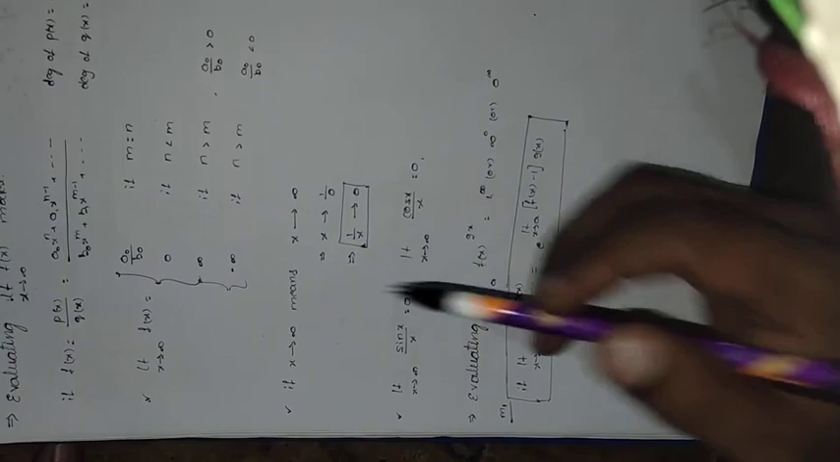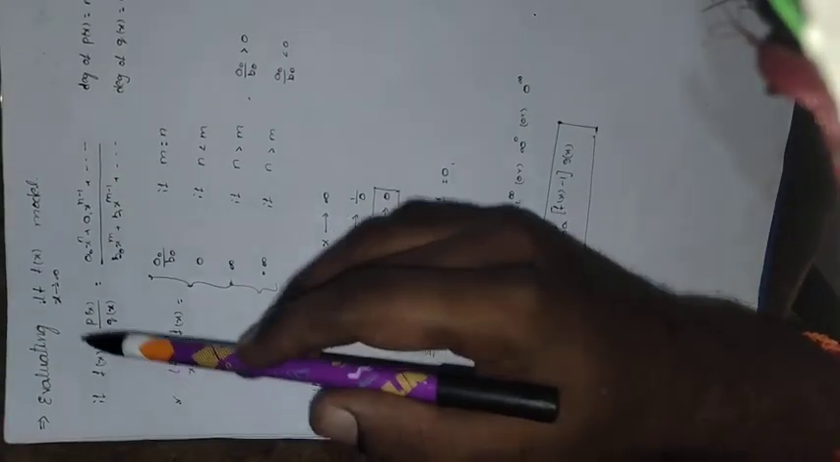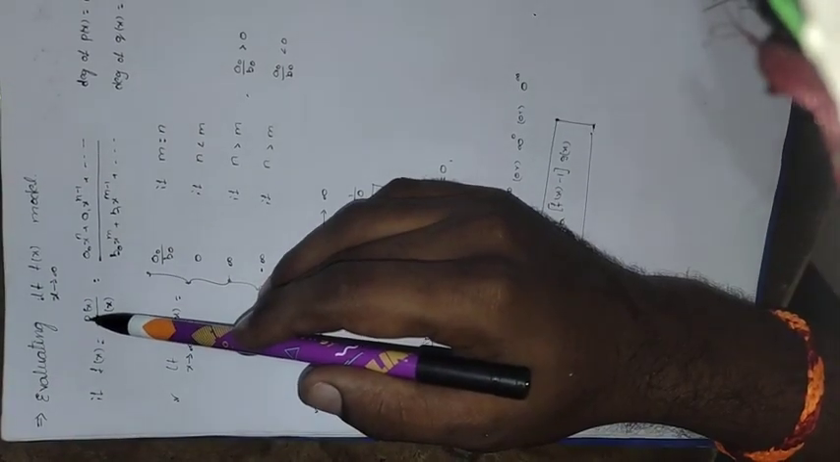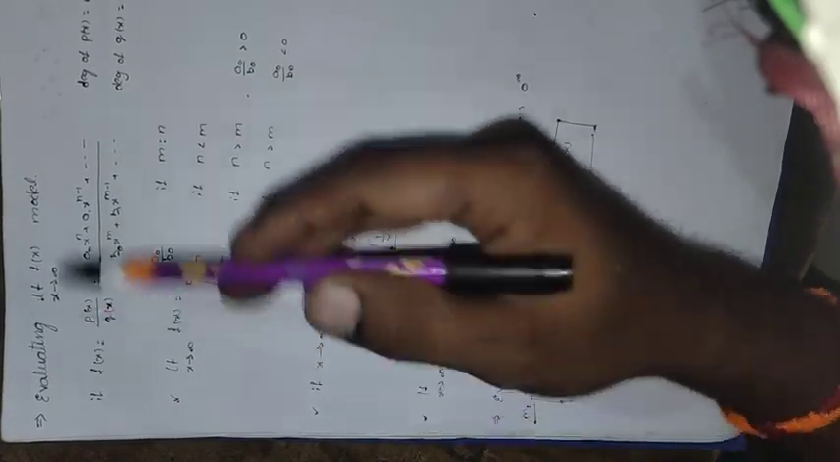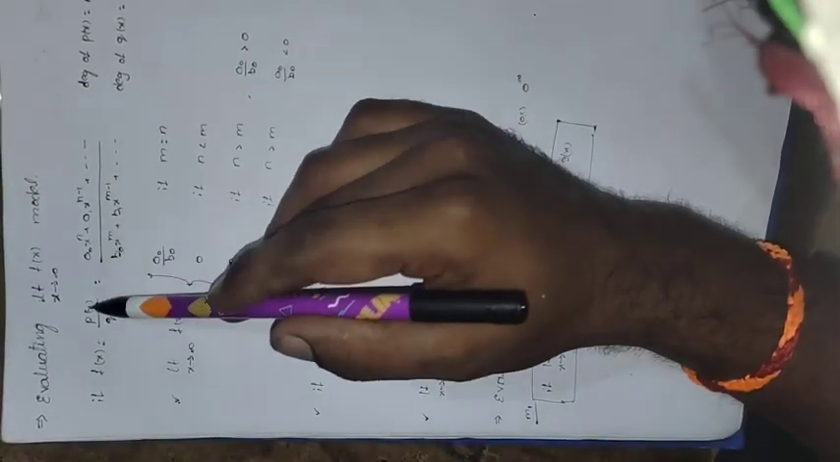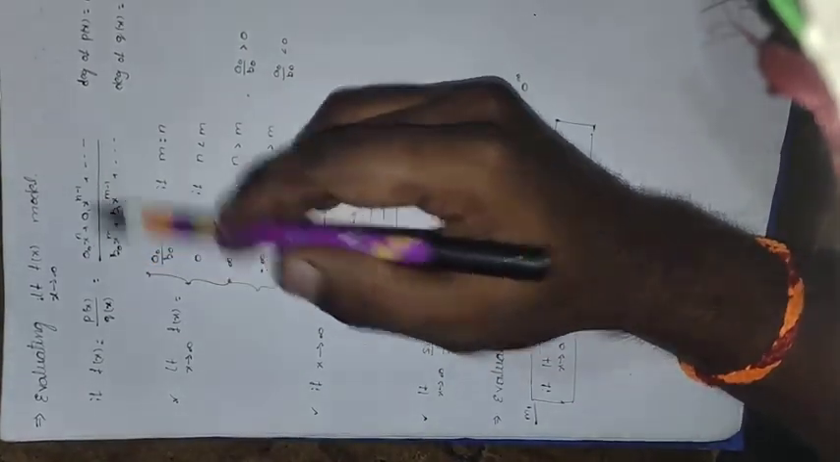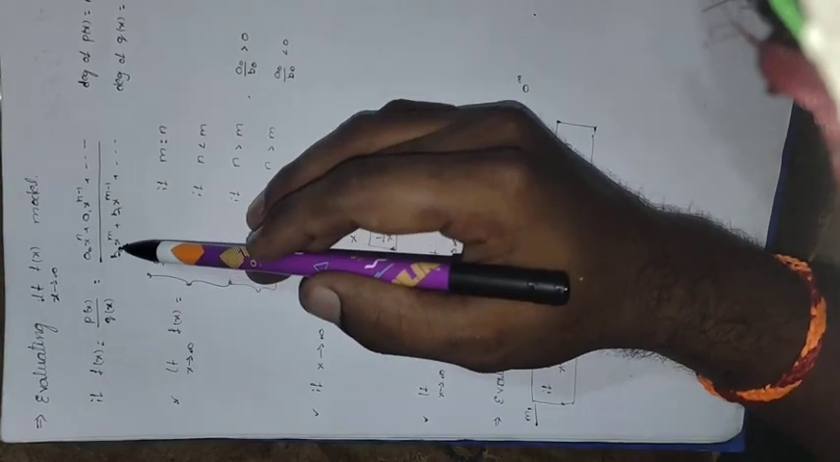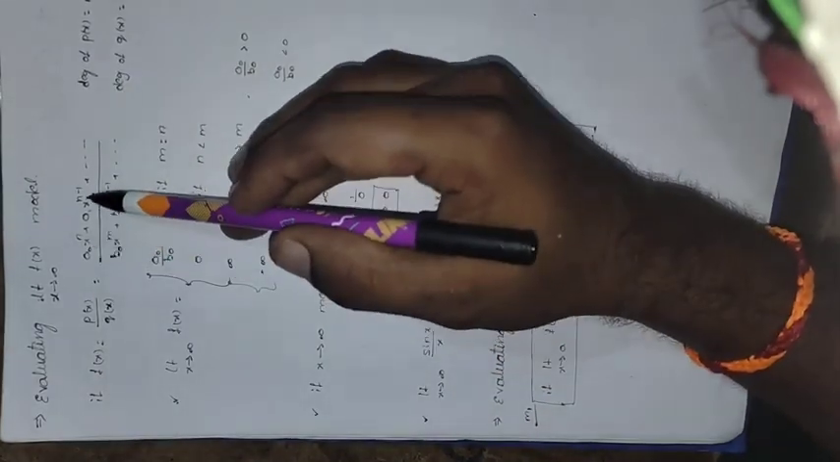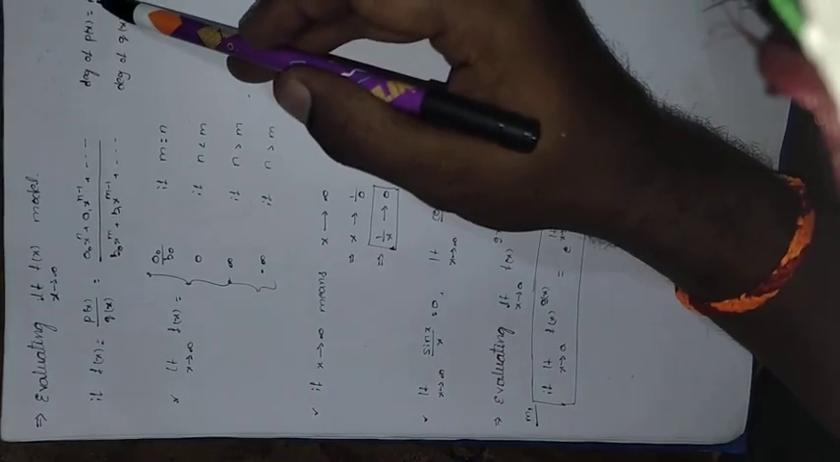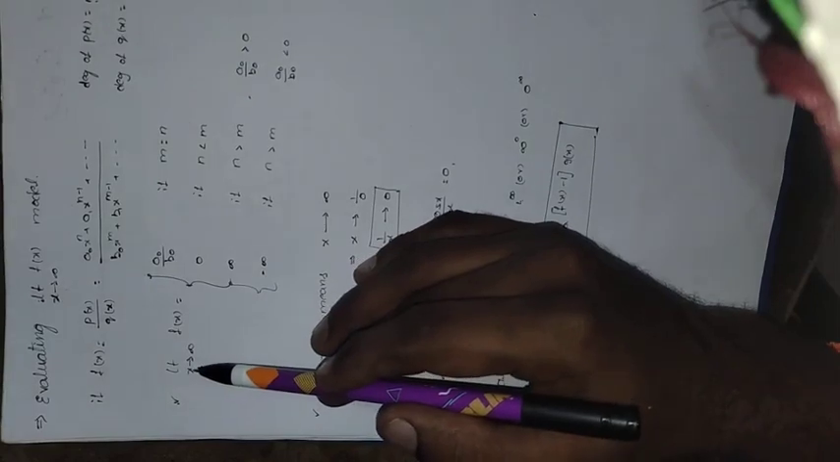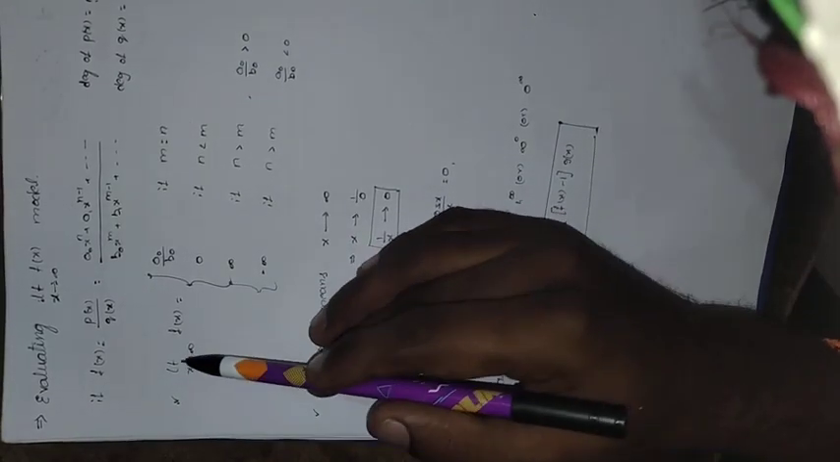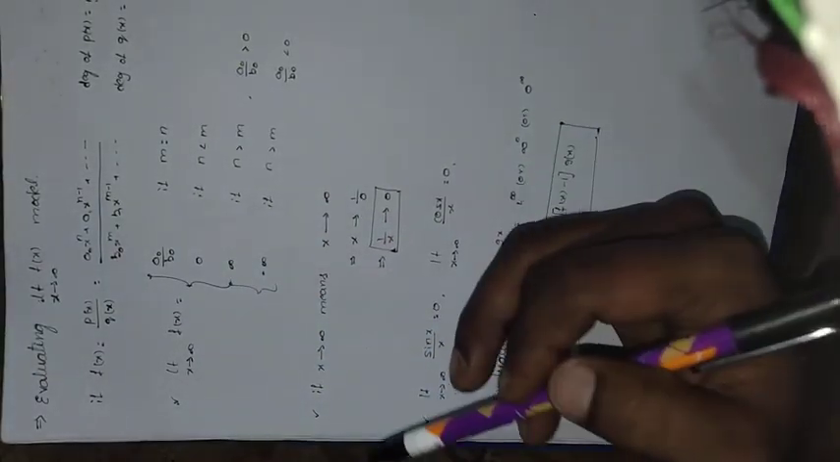First of all, if the limit f of x can be written in the form of p of x by q of x, a polynomial p of x by q of x. Suppose p of x is a polynomial in general form, and q of x is a polynomial in general form. The degree of p of x is n, and the degree of q of x is m. Let us take the limit as x tends to infinity of f of x. The result comes in different ways.